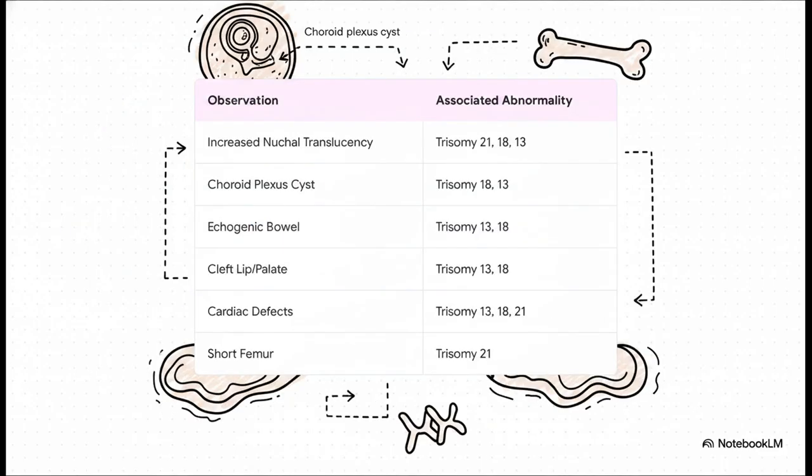Sometimes you'll hear the anomaly scan called a genetic sonogram, and that's because we're also on the lookout for these subtle signs or soft markers that might hint at an increased risk of a chromosomal issue. This table here summarizes the key ones. For example, finding something like a choroid plexus cyst doesn't diagnose anything on its own, but it's a flag that tells us, hey, maybe we should think about a more detailed chromosomal analysis.